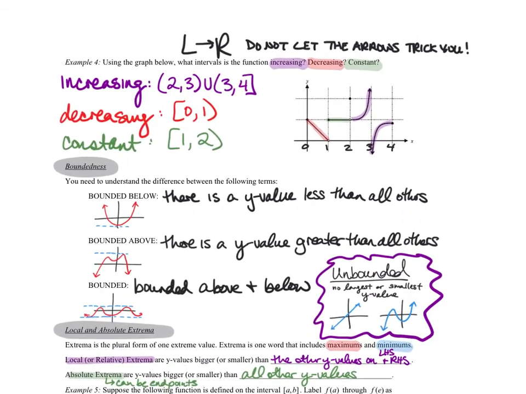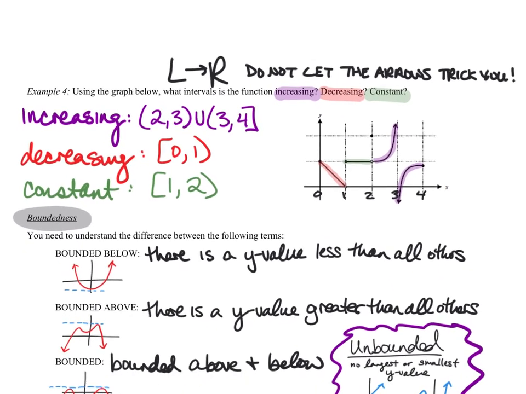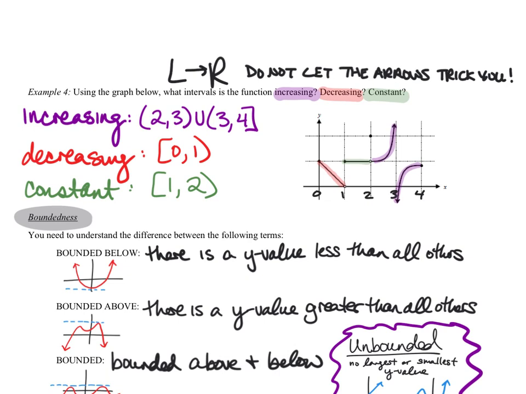Again, I cannot emphasize enough, read this from left to right. Do not let those arrows trick you. Okay, this graph is increasing on the interval from 2 to 3 and from 3 to 4. And so many students think that this is decreasing because the arrow is going down. We're not reading the graph this way. We read the graph from left to right. It's increasing as I go from left to right. That's a little tricky arrow.